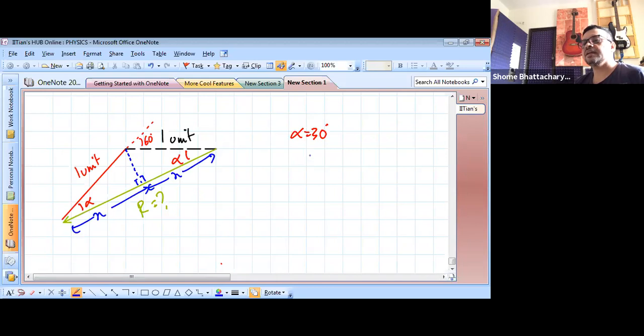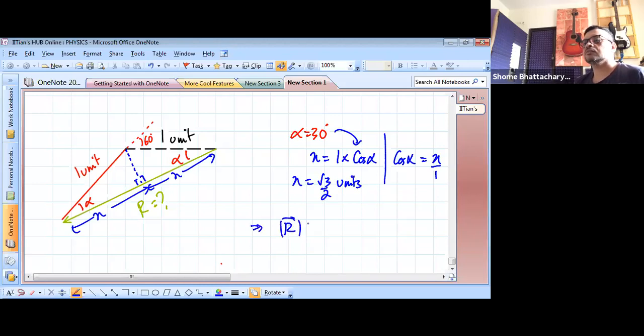Immediately we can see that x is equal to 1 into cos alpha, because cosine is base upon hypotenuse. Okay. So x would come out to be root 3 by 2 units, substituting the value of alpha. So what about the magnitude of r? That would become 2x. So that would become root 3 units.